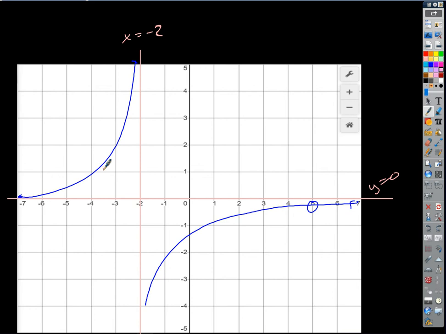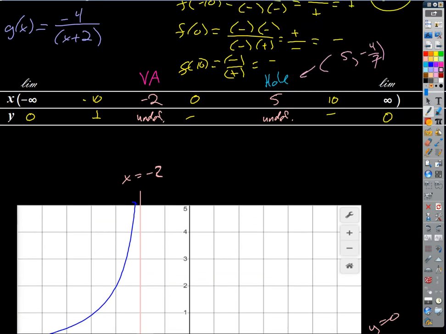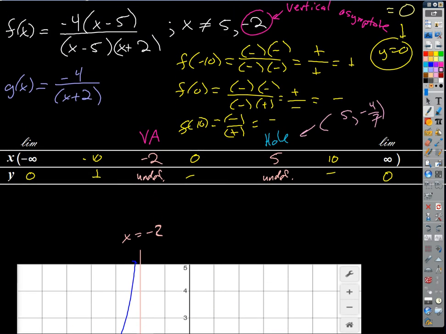We got to check to the left of the vertical asymptote and see, is the function above or below the x-axis? You know, is y positive or negative? We got to check to the right of it and see the same thing. Is it above or below the x-axis? Is y positive or negative? And then the other one, and this is a little more subtle, is at the hole.